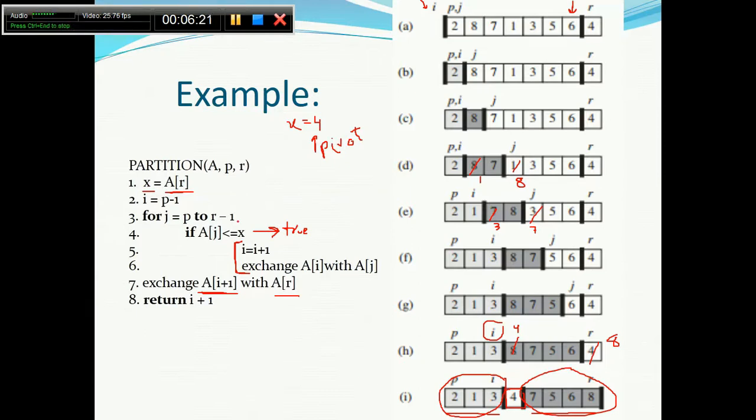Now the complexity of the partition algorithm is order of n, that you have to take care. The complexity of the partition algorithm is order of n because there is only one loop that is running from p to r minus 1, that is 0 to n minus 2. If p is starting from 1, that is 1 to n minus 1. If it is starting from 0, it should be n minus 2. So the complexity would be order of n.